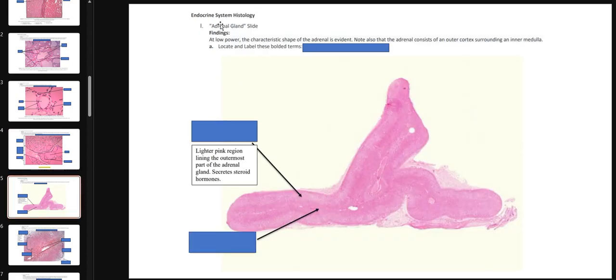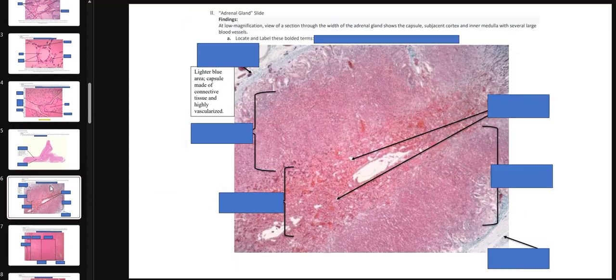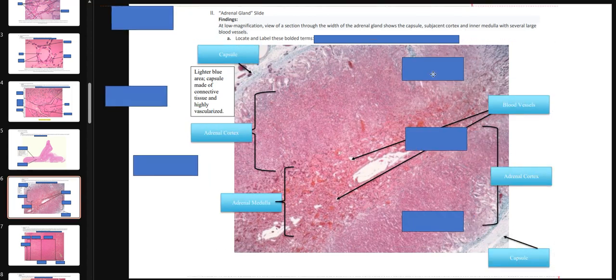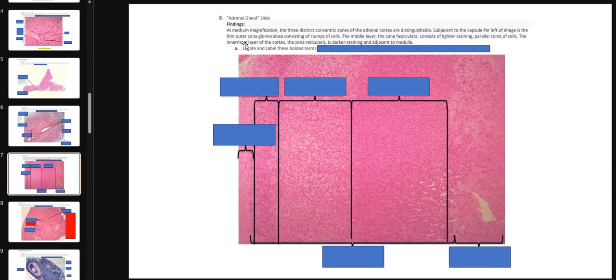Right here is the adrenal gland slide, adrenal medulla in the middle, adrenal cortex on the outside. Adrenal gland slide, we have adrenal capsule right here in the edges, adrenal cortex here, outer side, adrenal medulla right here, and then blood vessels right here. Adrenal gland slide again. We have adrenal medulla right here, adrenal cortex with its 3 zones, the zona reticularis, zona fasciculata, zona glomerulosa, and capsule.